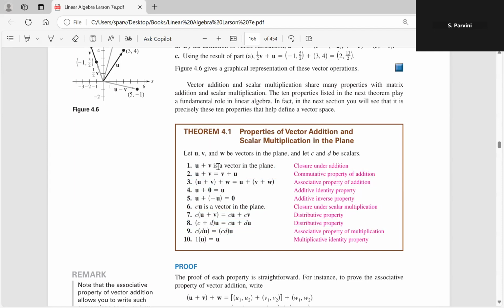It's very simple. Now, number 2 is the commutative law, the commutative property of addition. You can add vectors in any order, okay? Number 3 is the associative property. All these properties, by the way, folks, we have them with numbers, don't we? In R1, with numbers, we can add 2 numbers. The result would be another number. That's the closure for R1.